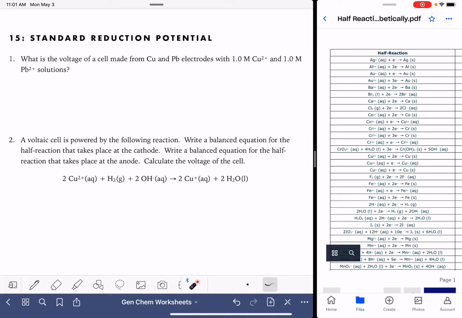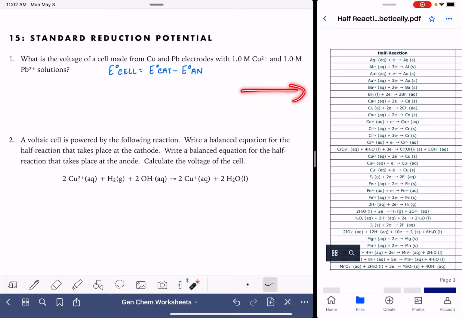On this worksheet, we're going to do a few different types of calculations that involve use of the standard reduction potential. In the first problem, we're calculating the voltage of a cell that is made from copper and copper 2+, and also lead and lead 2+. The equation that we use to calculate the voltage of a cell is E cell standard equals E cat minus E an, where that is the reduction potential at the cathode minus the reduction potential at the anode.